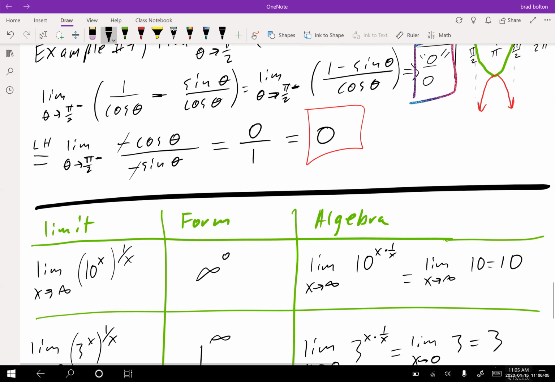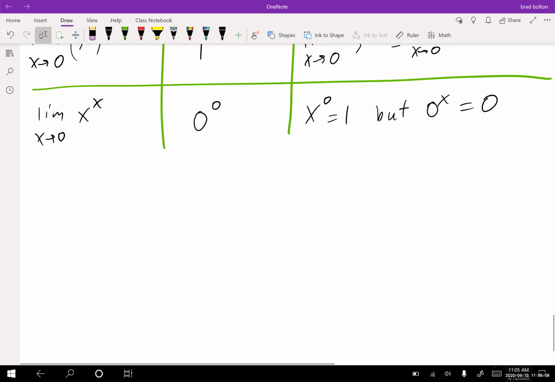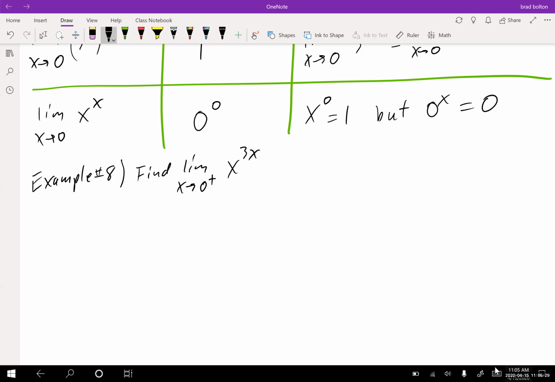So let's look at example 8. Example 8 says, find the limit as x approaches 0 from the right of x to the 3x. So this is a much harder problem, and if we try to plug 0 in, we end up with what? 0 to the 0. So we would end up with this form 0 to the 0. Okay, so that means that it is an exponential indeterminate form.